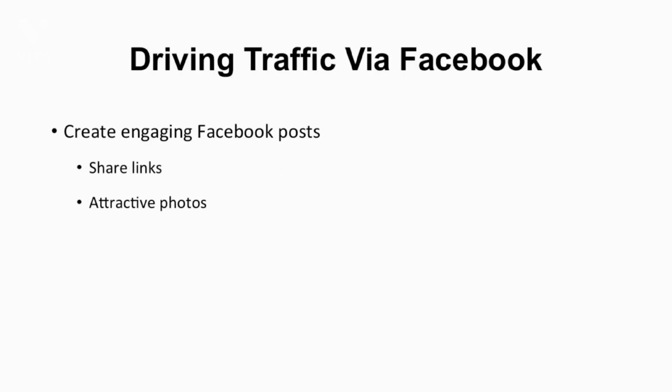In a nutshell, engaging posts come in three forms, which are text updates, photos, and third-party links. A study by Facebook Studio shows that posts with images drive more engagement. So whenever you can, share images along with links to your site to drive more engagement and get more people to click on the links.